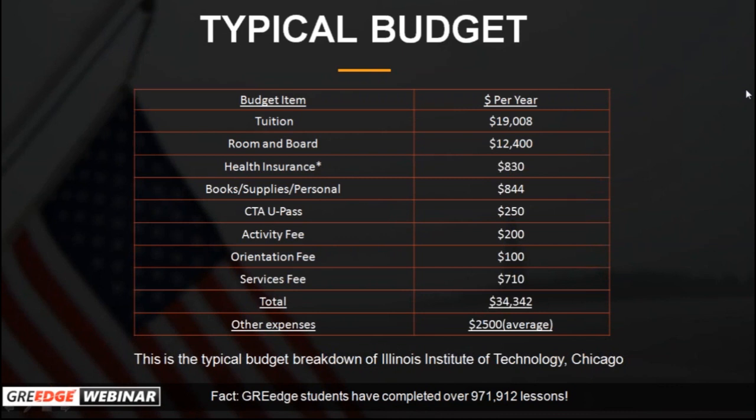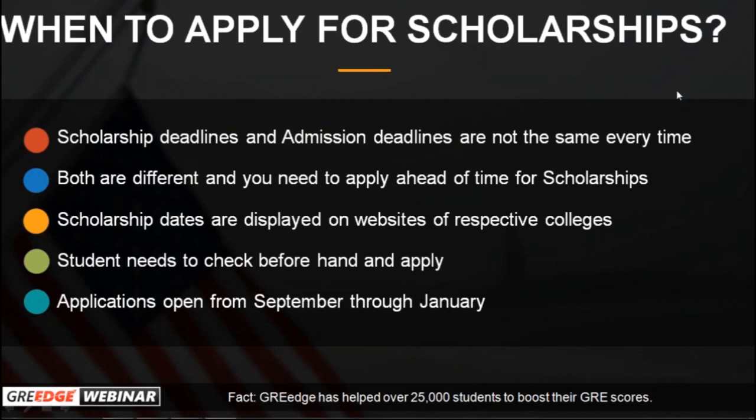If you're looking for scholarships, that means you should ideally know which universities you're expecting admissions from. Students need to check beforehand and apply. Applications are open from September through January. This is for the fall '17 admissions. But most of the top-notch universities close their deadlines before November. That is, end of October will be the best time to apply for top universities.